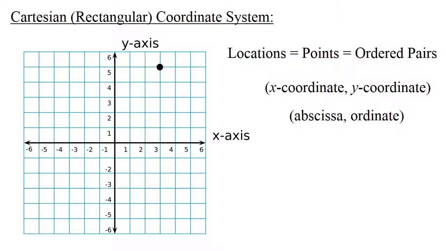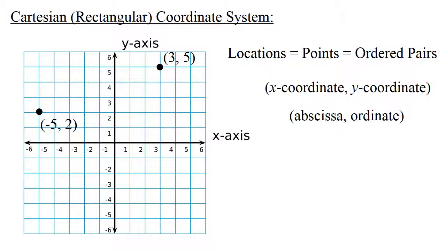So let's say I wanted to describe this location. I would notice it's 3 units to the right. It corresponds with 3 on the x-axis, and it also corresponds with 5 on the y-axis. So this has coordinates (3, 5). If I want to describe this point, I would notice this corresponds with -5 on the x-axis and +2 on the y-axis. So this has coordinates (-5, 2).